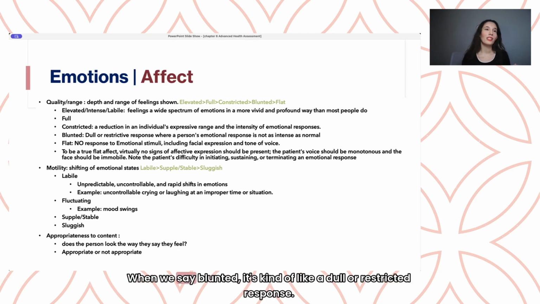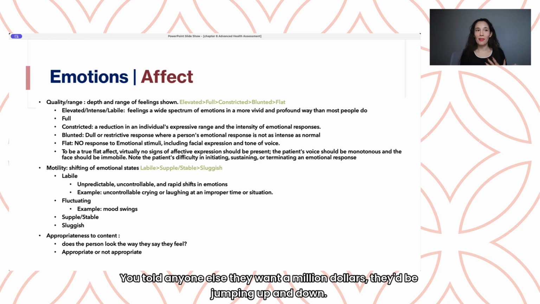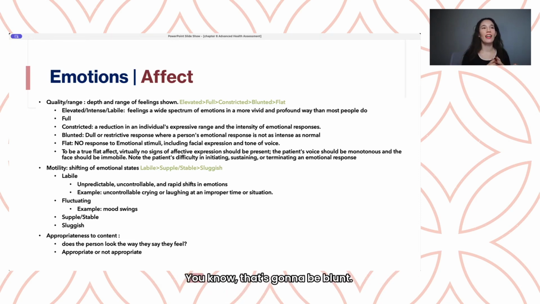So that is flat. When we say blunted, it's kind of like a dull or restricted response. You'll still see some emotion, but it's not a lot of emotion, right? Let's say you tell them they just won $1 million. They might be like, oh, that's great. Okay. But that's a blunted affect, right? If you told anyone else they won $1 million, they'd be jumping up and down, screaming. So that's going to be blunted. And so again, it's on this range.